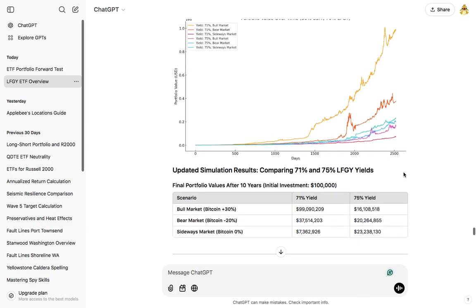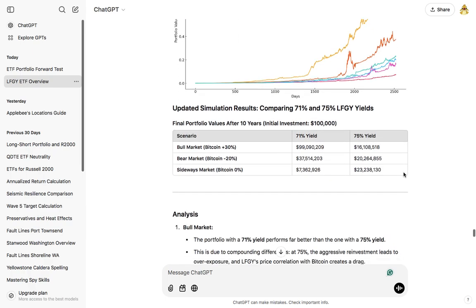So then it gave me this table with the 71% yield versus the 75% yield. And I thought that this was kind of incredible, that the 71% yield would do so much better than the 75% yield. And I think that might have something to do with the distribution drop every week. If they were paying out too much of their funds, there would be too much of a distribution drop if that was unsustainable.